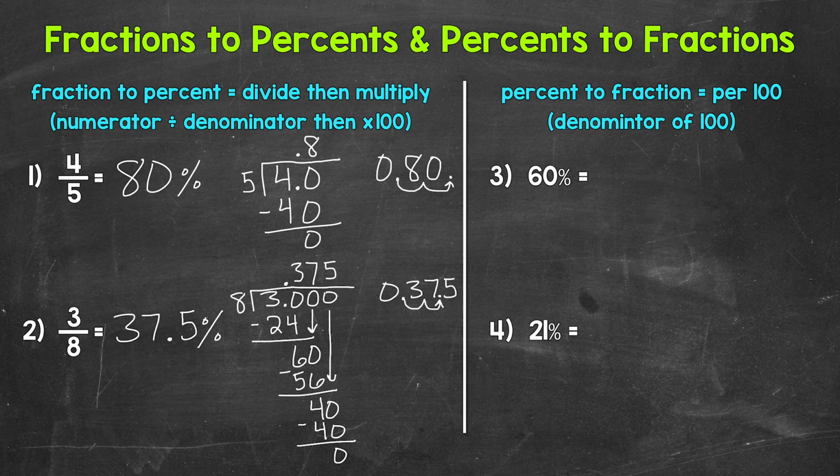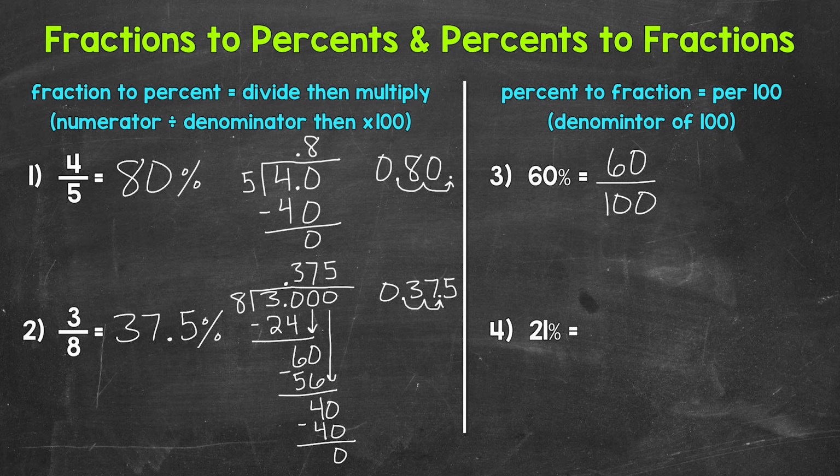Moving on to numbers 3 and 4, we have percents and we are converting them to fractions. Looking at number 3, we have 60%. Now remember, percent means per 100, or we can think of it as for each 100 or out of 100. So all we need to do here is take away the percent symbol and rewrite these with a denominator of 100. Once we have the fraction, we can simplify if possible. So for number 3, we have 60%, which is 60 over 100 as a fraction.